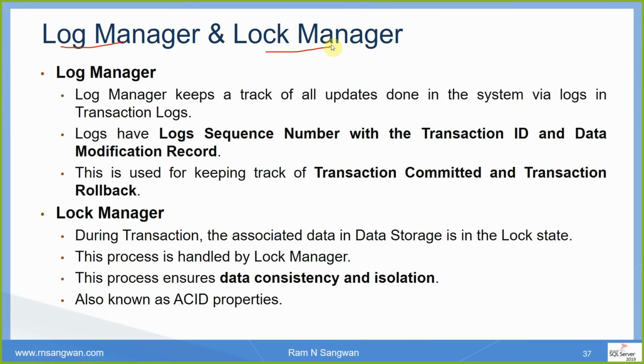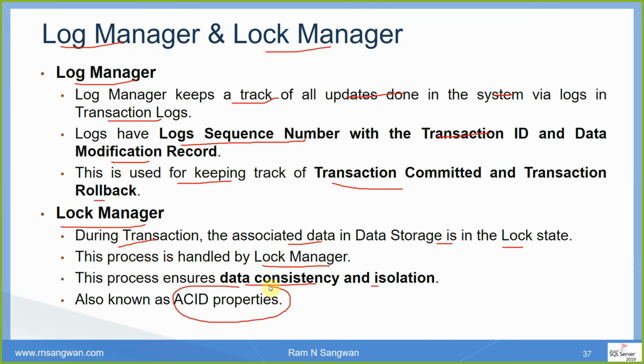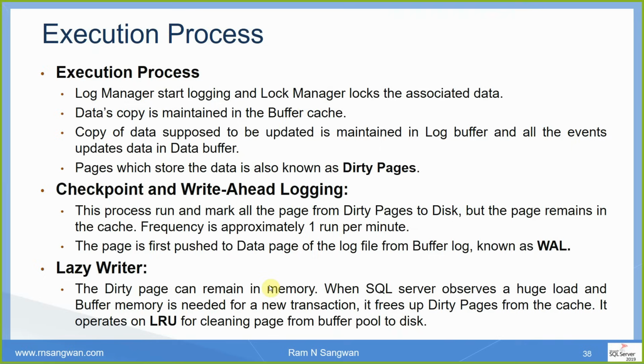Then we have the log manager and lock manager. The log manager keeps track of all updates done in the system via logs in the transaction log. Logs have a log sequence number with a transaction ID and a data modification record. This is used for keeping track of transaction commits and transaction rollbacks. And the lock manager, as the name suggests, follows the same concept. During a transaction, the associated data in data storage is in the lock state. This process is handled by the lock manager. This process ensures data consistency and isolation, or ACID: atomicity, consistency, isolation, durability properties.